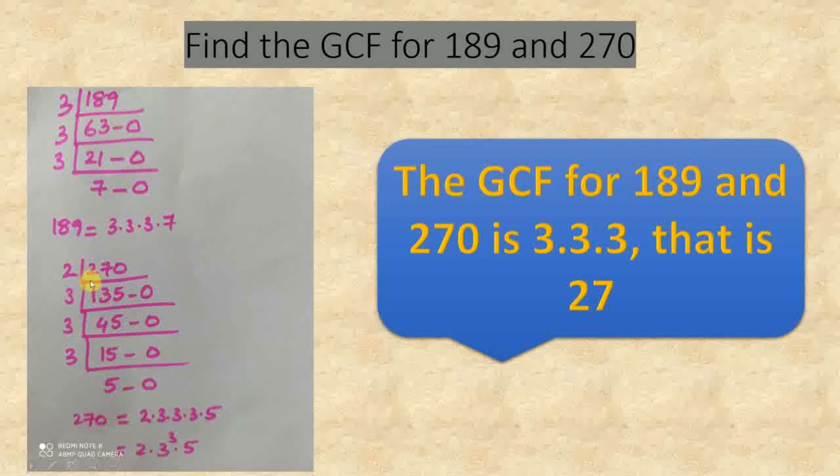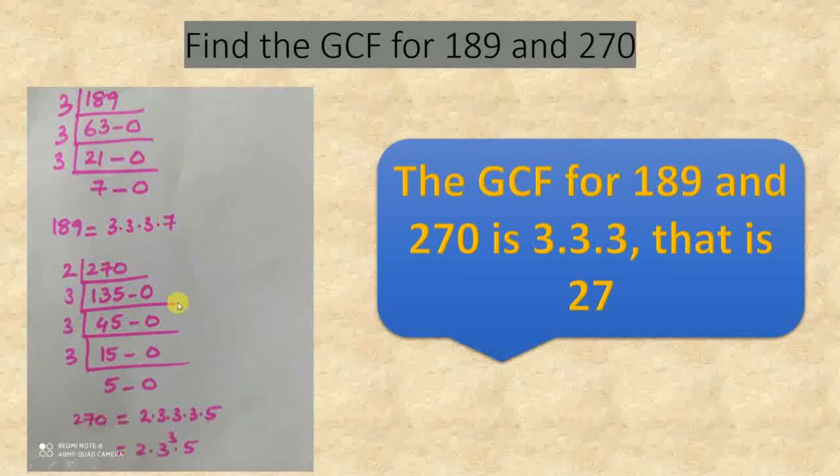What about the prime factors for 270? You have to always start dividing with the first prime number. It is 2. And 2 135s are 270. Then 135 is an odd number. You cannot use 2, you have to use 3. 3 45s is 135. And 3 15s are 45. And 3 5s are 15. So you get 2 into 3 cube into 5.